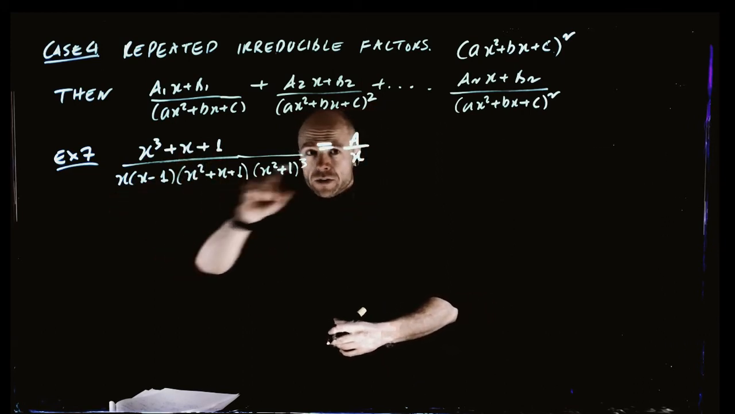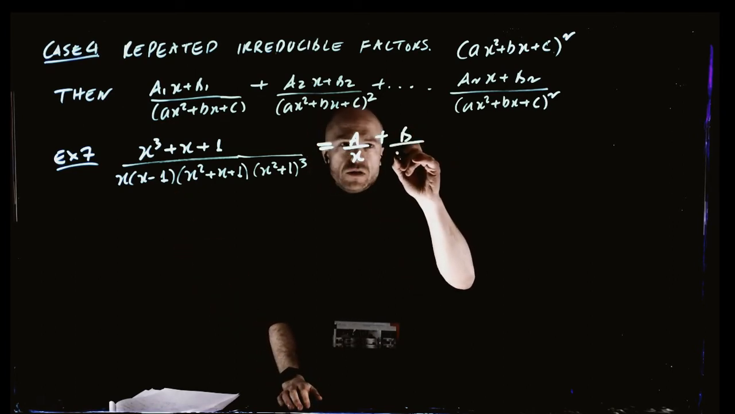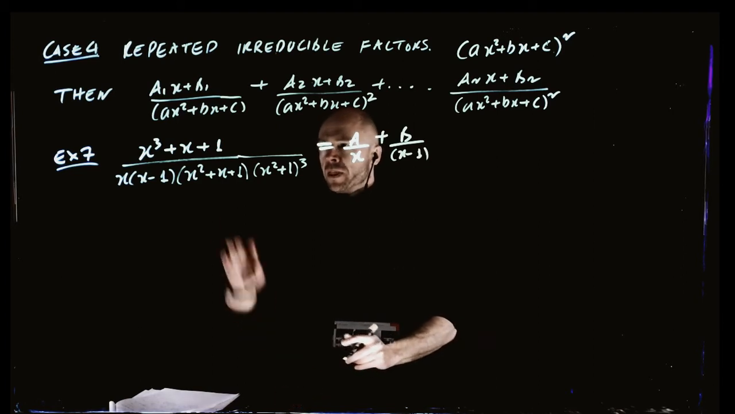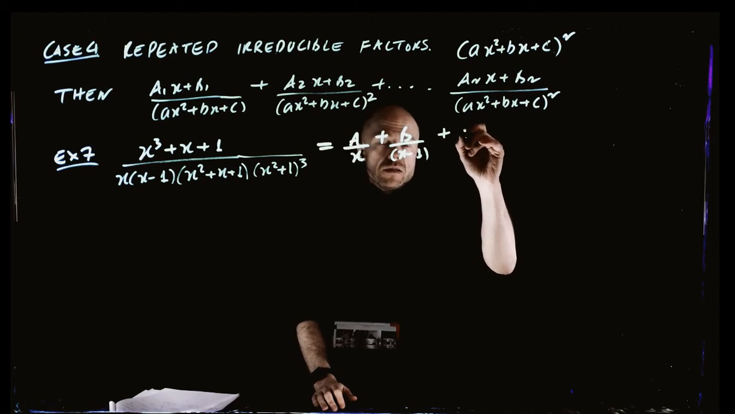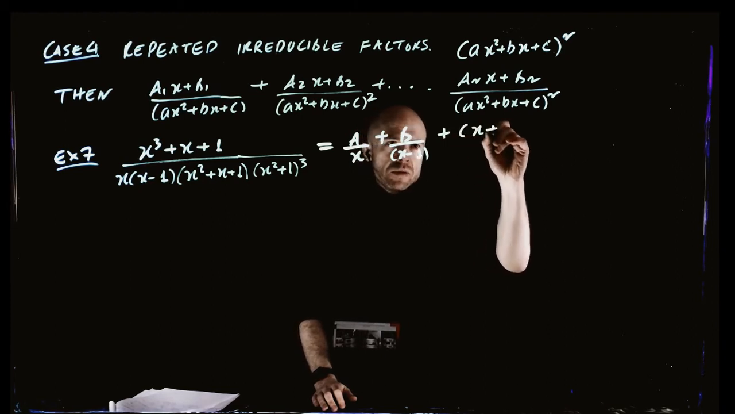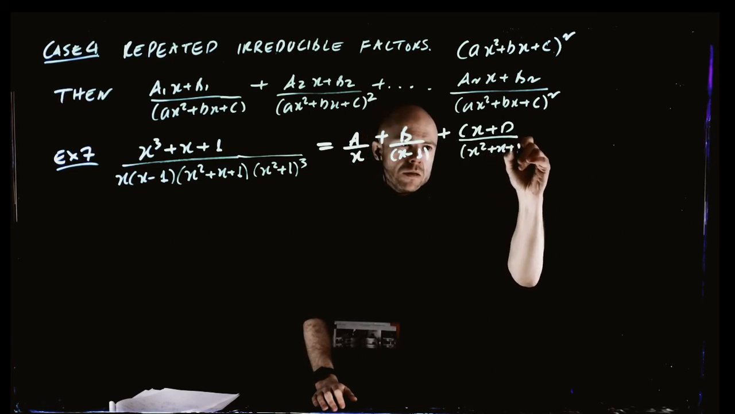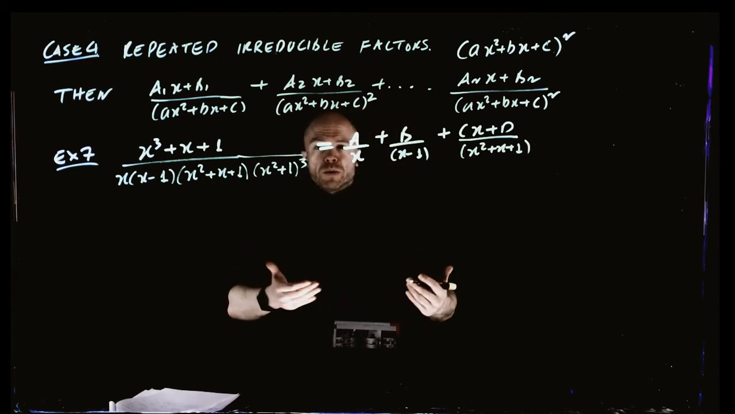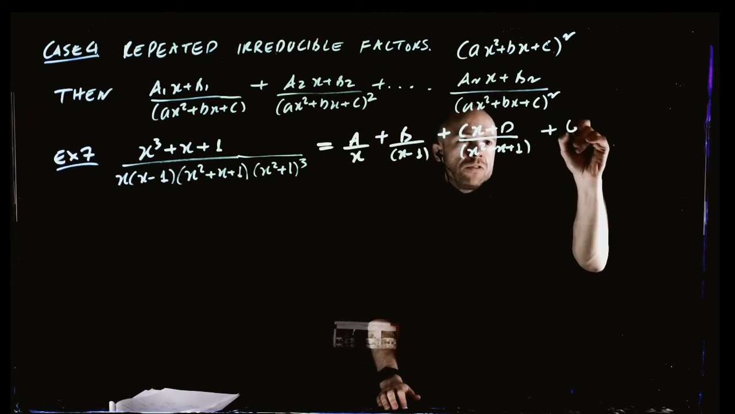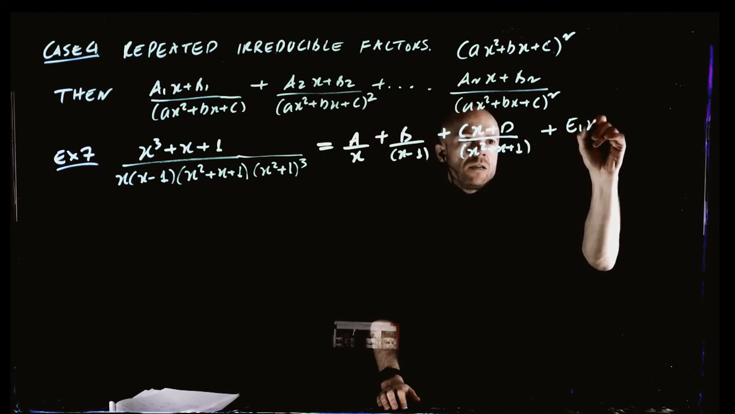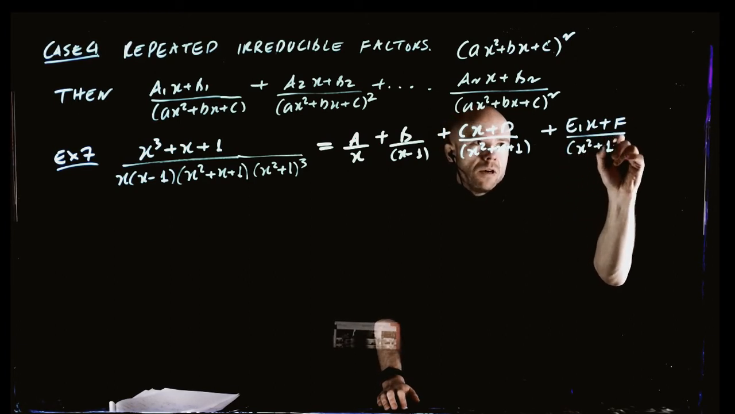So deal with this guy, just a over x. To deal with the next term, we have b over x minus 1. That's easy. This guy is an irreducible quadratic. It just occurs once. So let's write that as cx plus d over this guy. And then this guy is our irreducible quadratic to the power 3. So we have to put all these different coefficients in front. So let's do the first one. Let's call it e1x plus f1 over this thing to the first power, x squared plus 1.